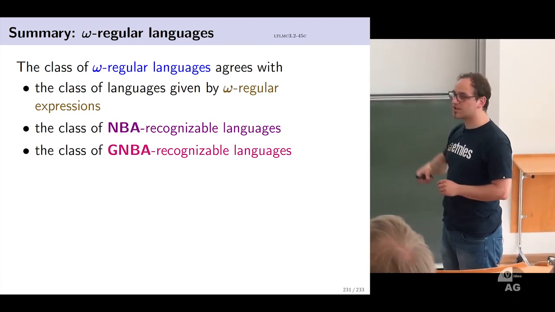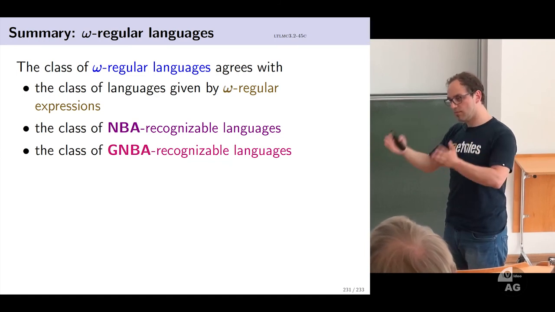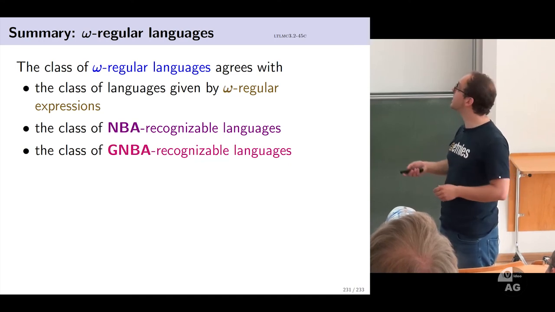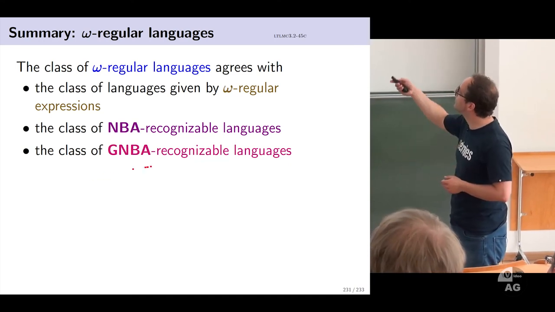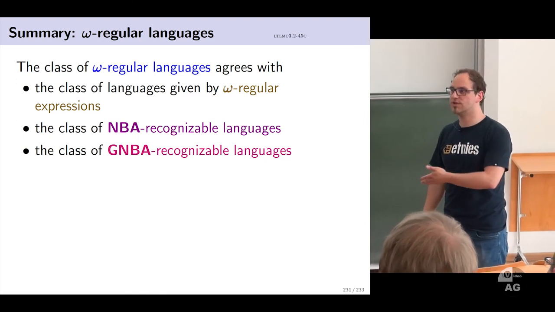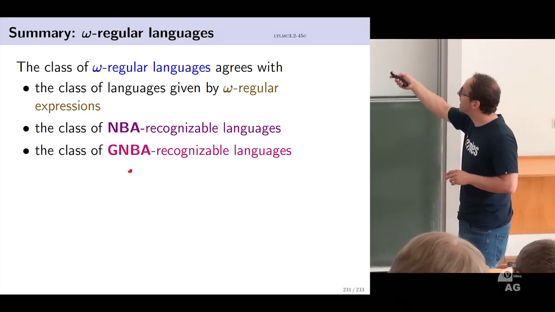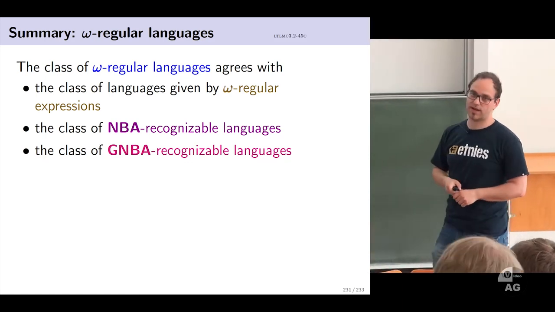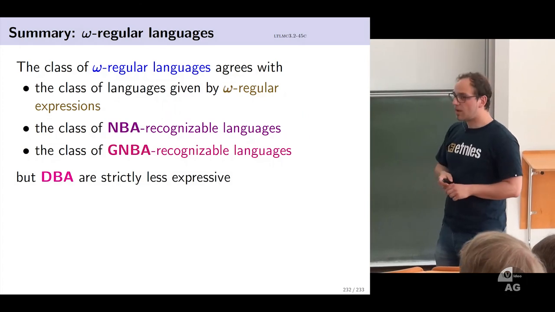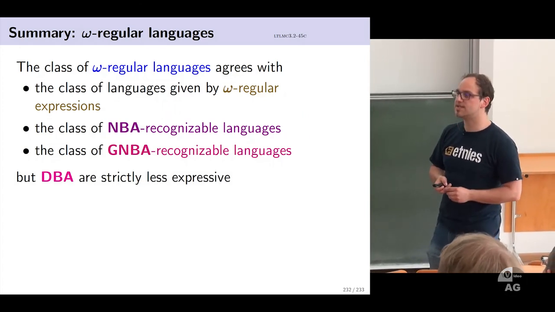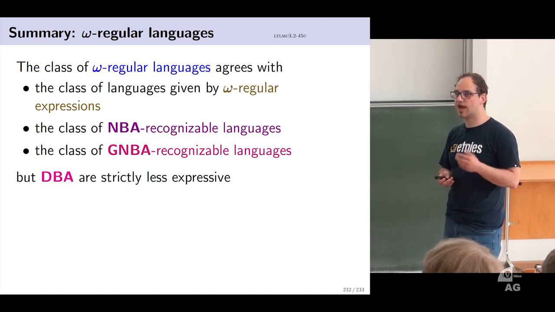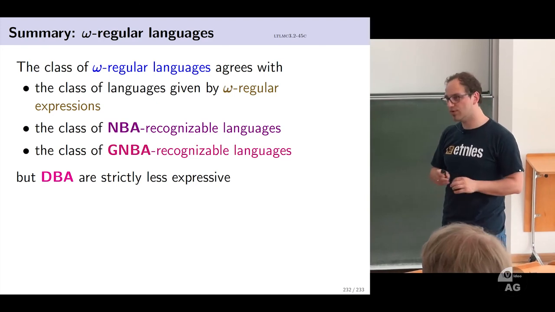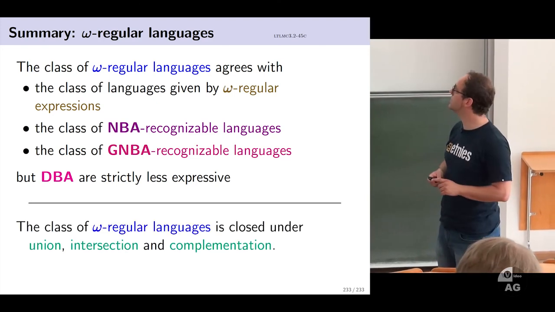And as you've seen in this lecture, even if you allow for more accepting sets, accepting states that all need to be visited infinitely often, you don't gain expressivity, but you can reduce it to a non-deterministic Büchi automaton again, so you also have that GNBA recognize exactly omega regular languages. But as I've shown you, deterministic Büchi automata are strictly less expressive. There are omega regular languages that are not DBA recognizable. There is no DBA that recognizes this language.